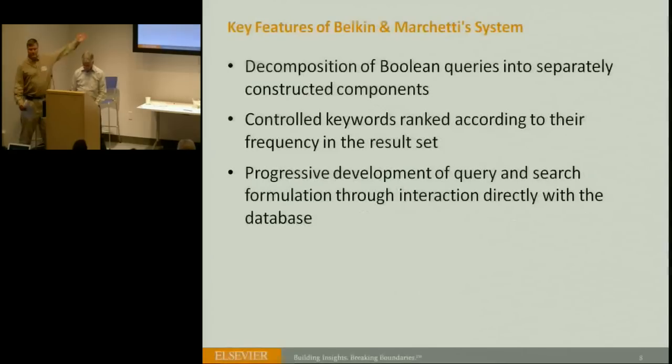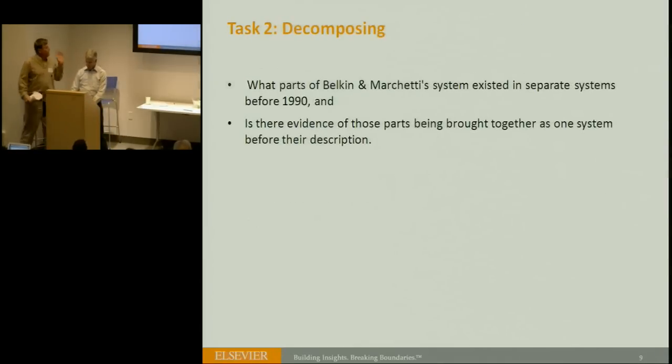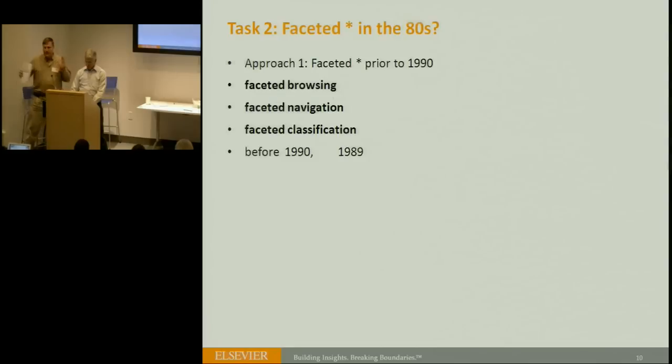This is what his paper is on. Everybody knows this. Basically, the progressive development, iterative refinement, having an inverted index, Boolean queries, ANDs and ORs living together. Next slide. We want to find out separately what this is, what that is, and whether any of these combinations exist before 1990.